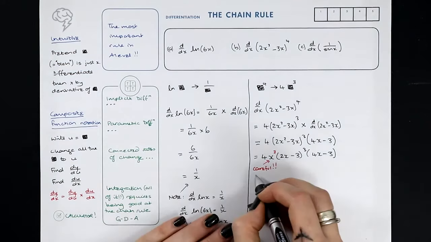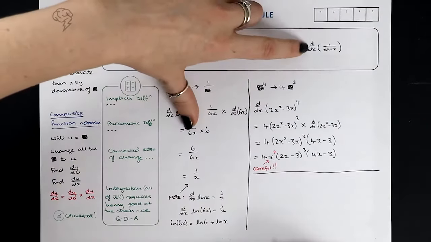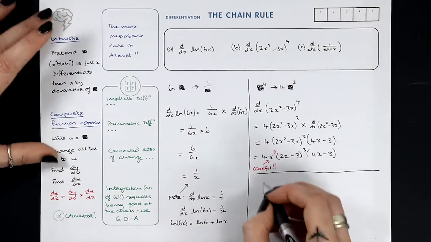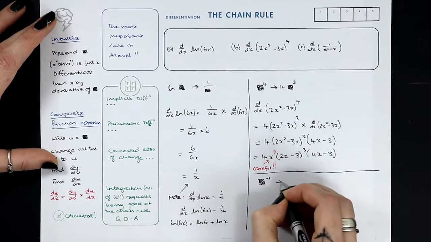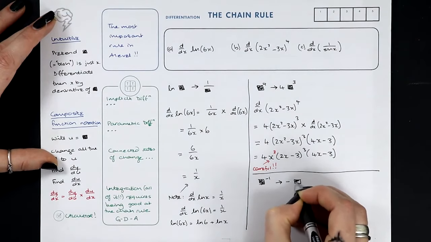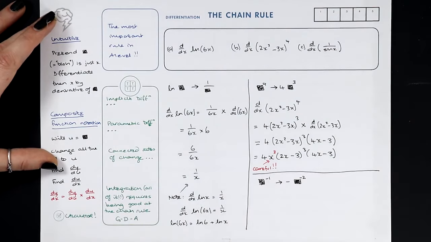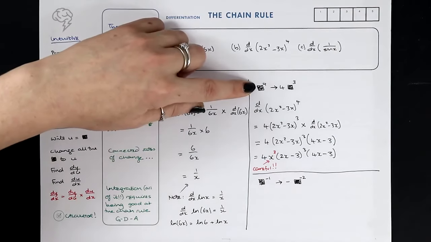Right, the last one, put it here. I'm going to write it as to the power of minus 1. So what's the derivative of to the power of minus 1? Well, the minus comes down and changes to a minus 2. Exactly the same as we've got here.